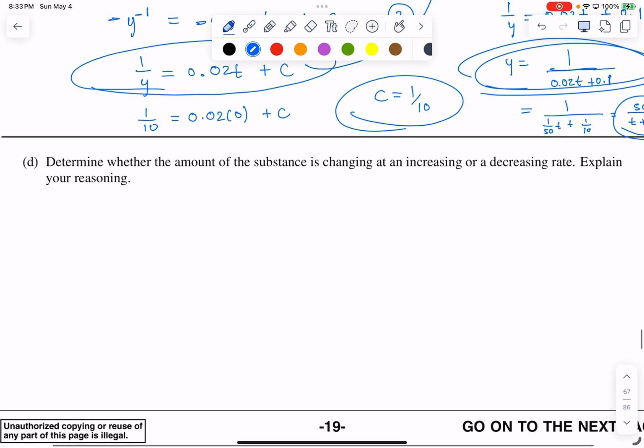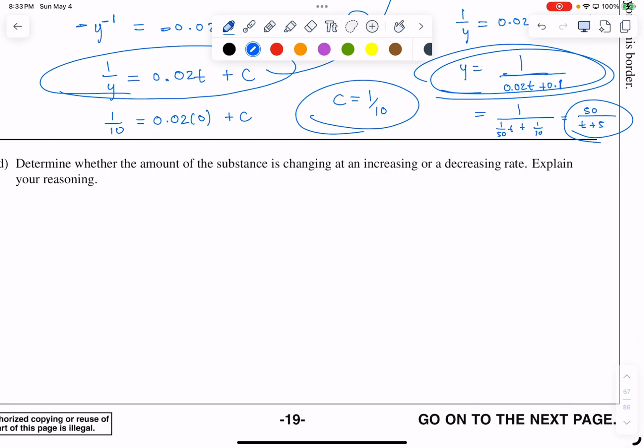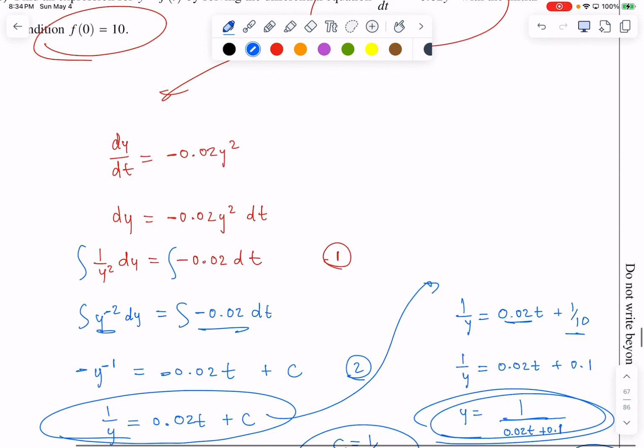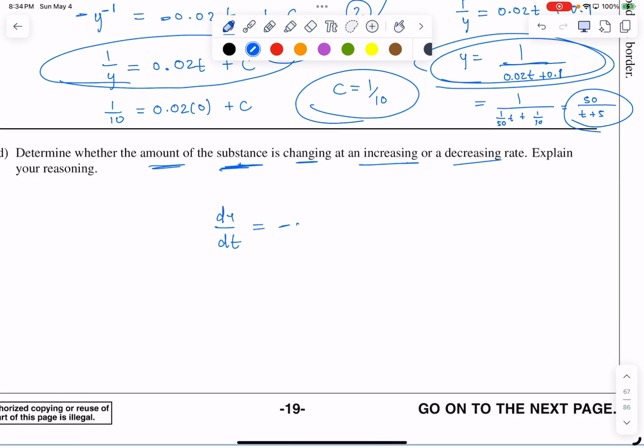All right, second one. Determine, I love this, determine whether the amount of the substance is changing at an increasing or decreasing rate. If you have dy/dt, you already have the rate, right? You already have the first derivative. What was dy/dt equal to? Negative 0.02y. We're almost there, guys. Okay, this is the first derivative, agreed?